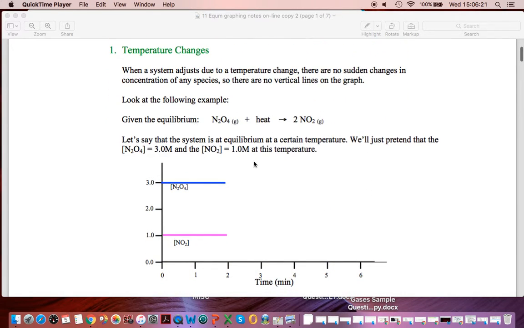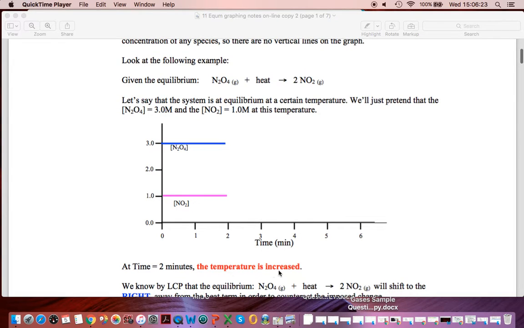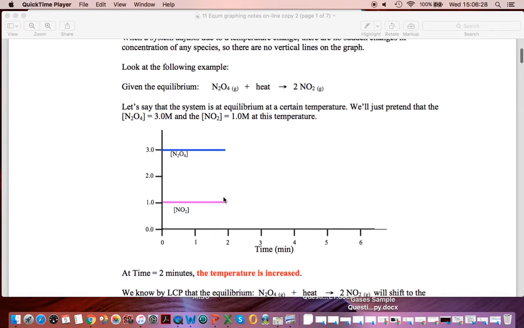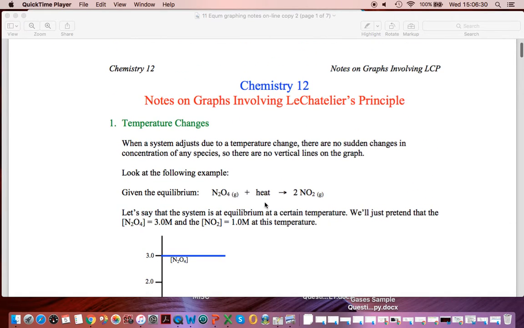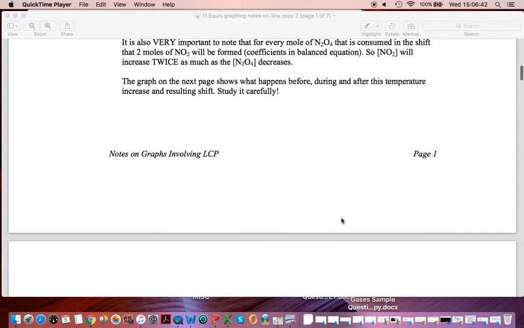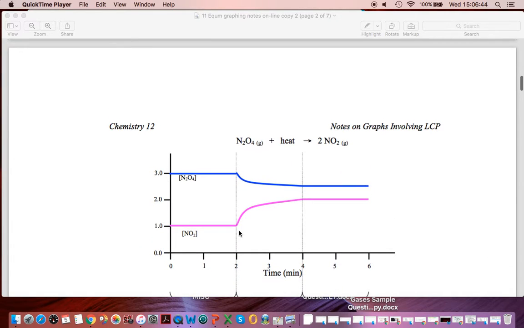So let's look at temperature change. It says our stress is the temperature is increased at 2 minutes. So what's happening there? Well, we see this is an endothermic reaction in the forward direction. We know with an increase in temperature, we want to use up that extra energy, so it's going to shift to the right. When it shifts to the right, we're going to make more NO2, so it goes up, and we're going to use up N2O4 to get there. So that's why the N2O4 drops and the NO2 increases.